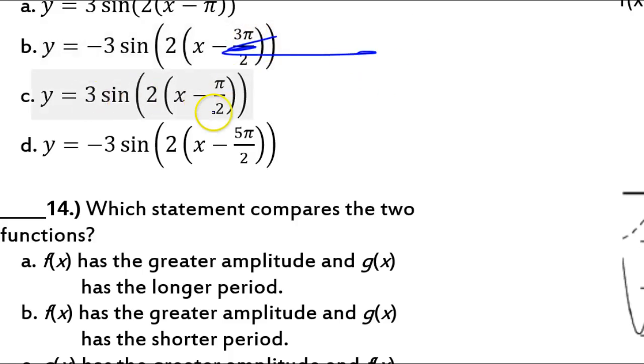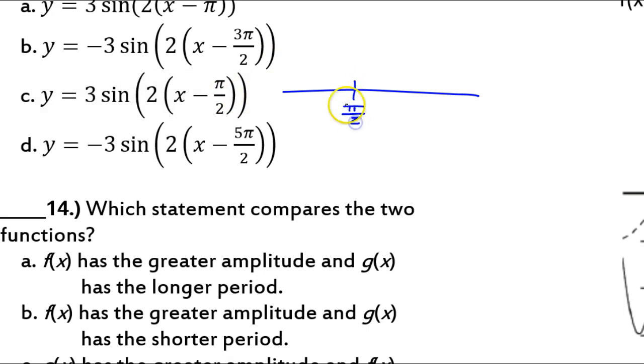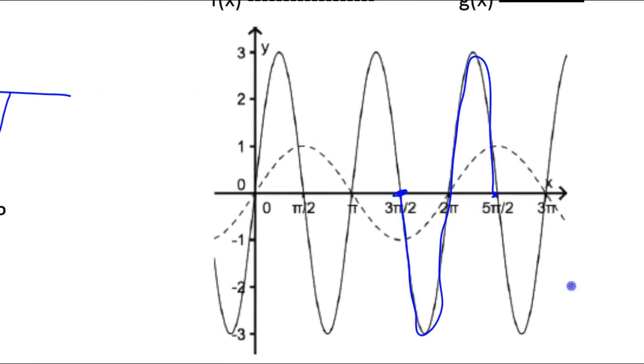Alright, so let's move on to C. C has a phase shift of pi over 2 to the right. So that means I'm expecting the graph to start at pi over 2. This is a positive phase shift with a positive a value. So from pi over 2 we'd expect it to go up and then down and back. Let's see if that's what's happening.